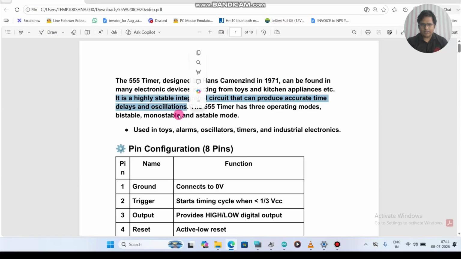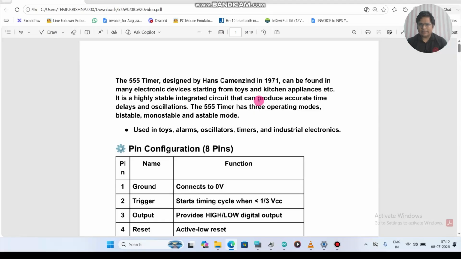The most important thing is that this IC is capable of producing accurate time delays. We can generate a delay from microseconds all the way to hours using this IC. Because it produces accurate time delays, we call it a timer. And 555 timer IC is used for time-based applications.